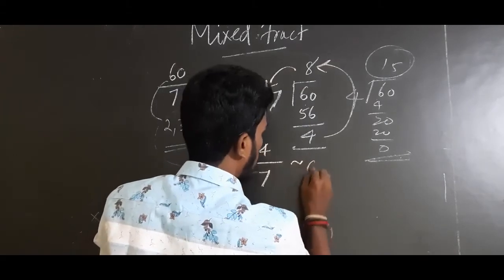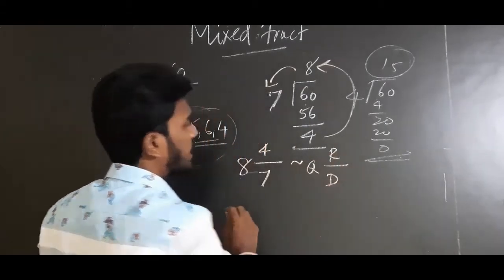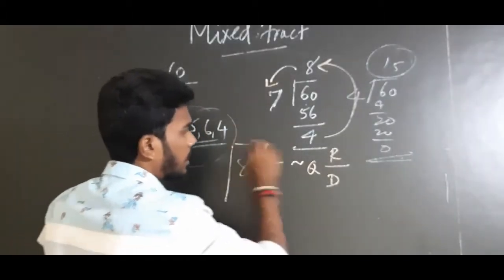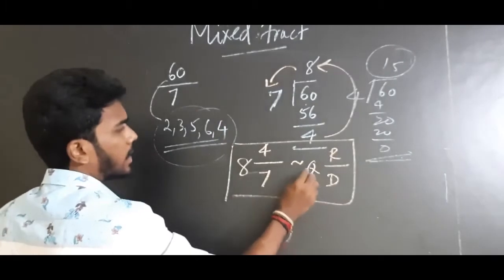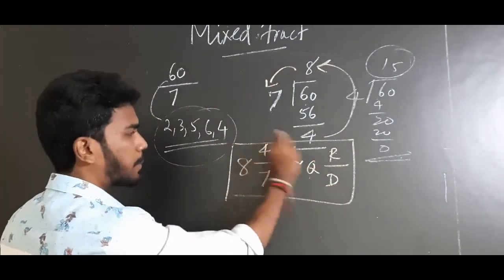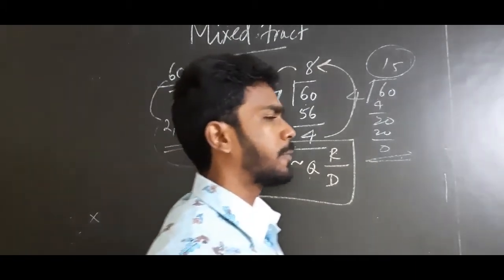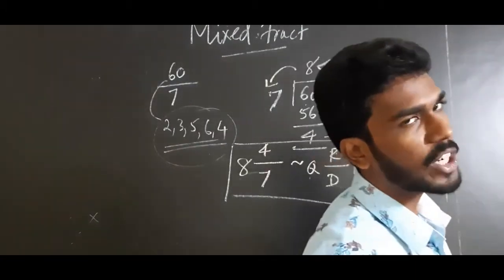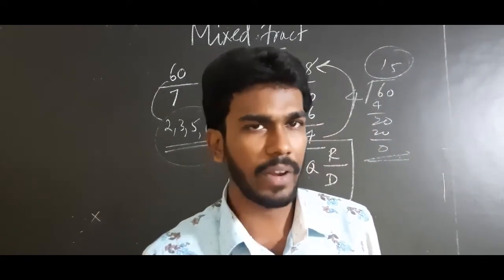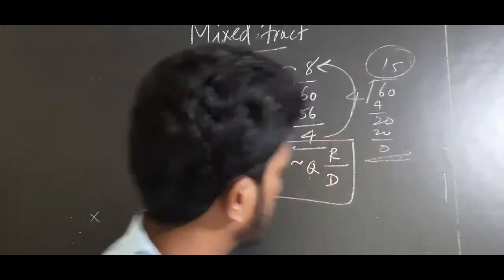This 8 is nothing but the quotient. The upper part should be the remainder and the lower part should be the divisor. If you forget how to align this, please remember this: Q R by D. So Q is the quotient, R is the remainder, D is the divisor. So this is how you will express any mixed fraction. So like fractions, unlike fractions, proper fractions, improper fractions, and mixed fractions. These are the important classifications of any fraction. Now let's see how to do the calculations based on this.